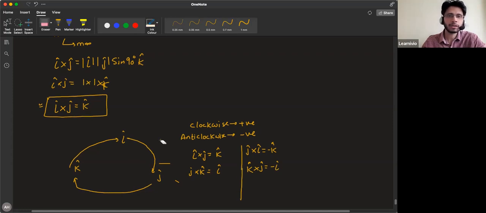Similarly, if I write K cross I, K cap cross I cap, let's see, what will be K cross I cap? J cap. If I reverse the order, I cross K, that will be minus of J cap. So you should remember these results of perpendicular vectors.